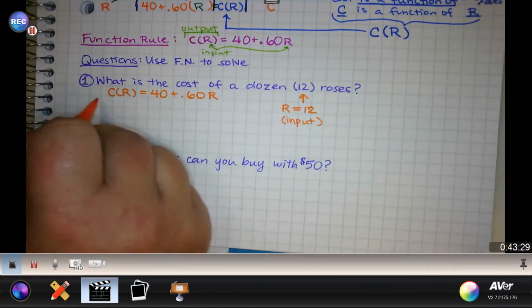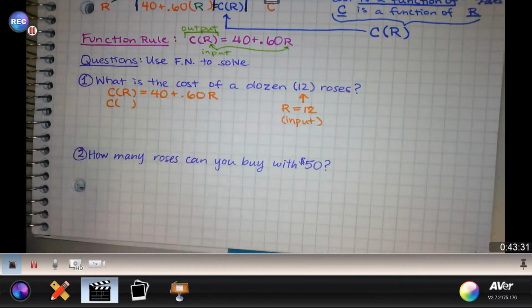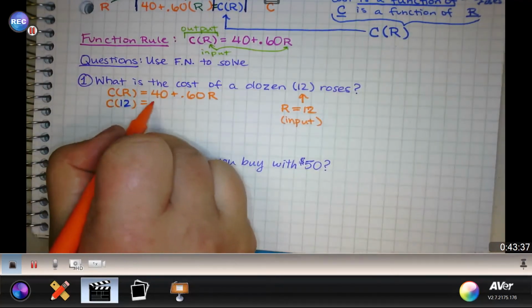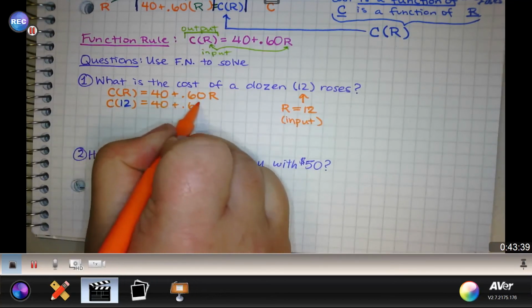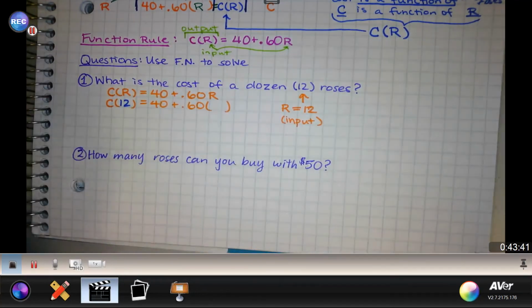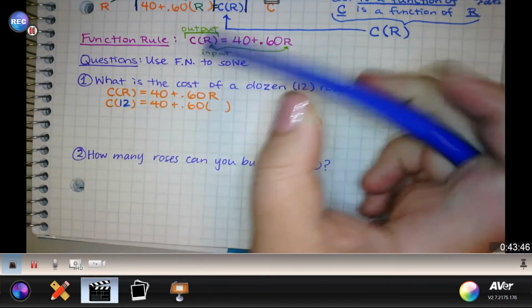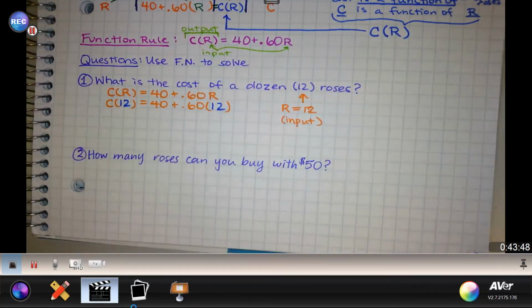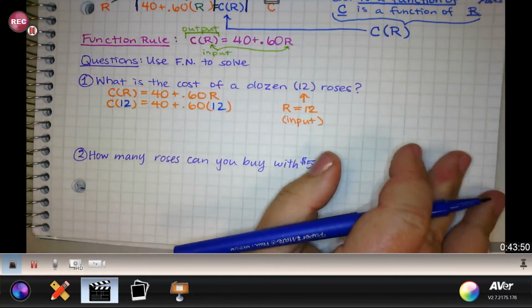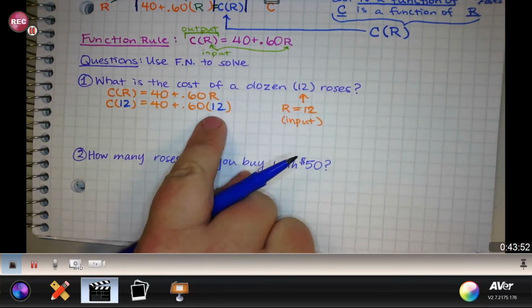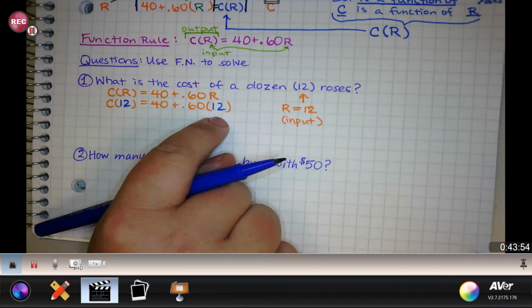So in this equation, I'm going to do C of 12 equals 40 plus 0.60 times, that's my parenthetical rule. Remember, I'm replacing the R, so I'm going to do parentheses and then a 12. Okay? That's the parenthetical promise, that you will put parentheses around every time you substitute a number in for a variable.